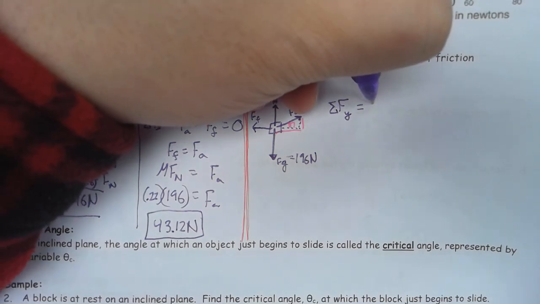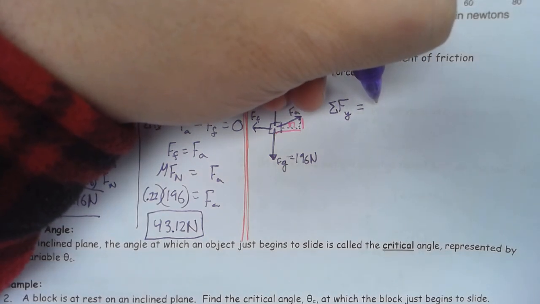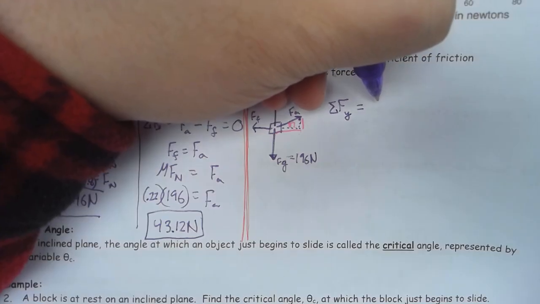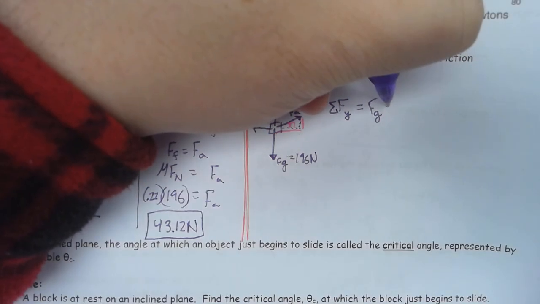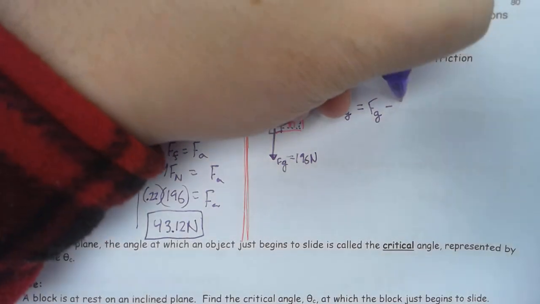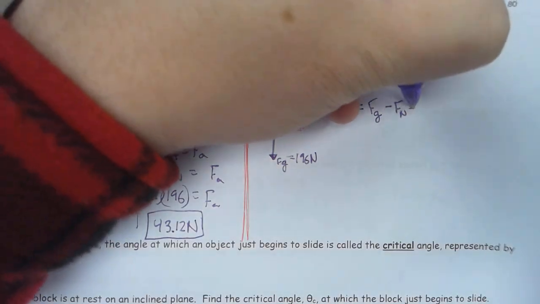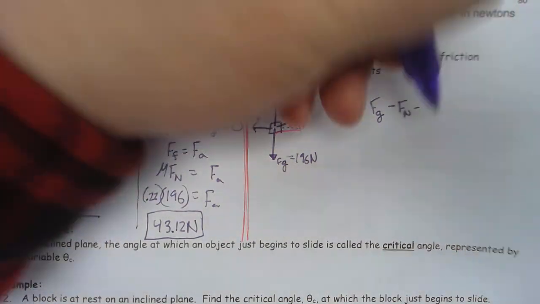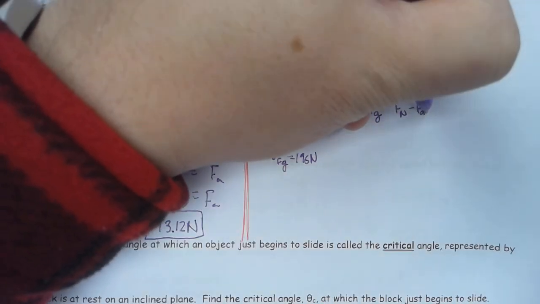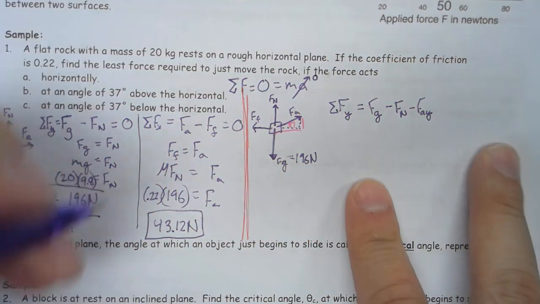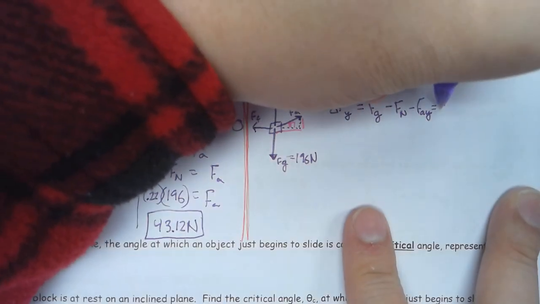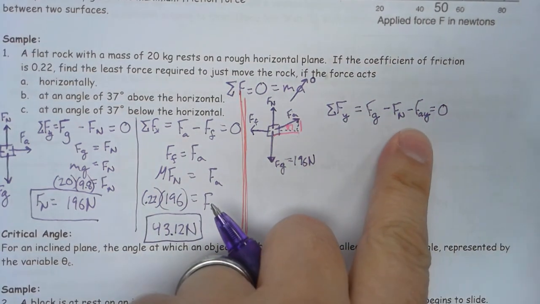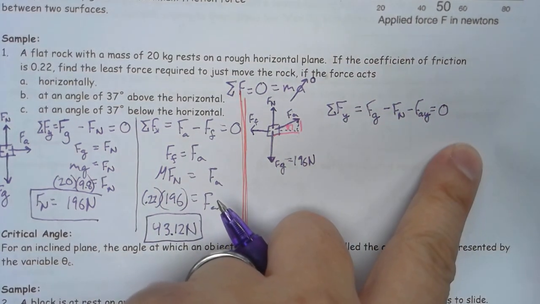Which way do you want to be positive? I don't care, because it equals 0, right? So if you say that gravity is positive, then we're going to subtract off the force normal, and we're going to subtract off the force applied in the y direction. The reason why I don't care is because what is this all equal to? 0, which means I could move the negative things to the other side if I need to.